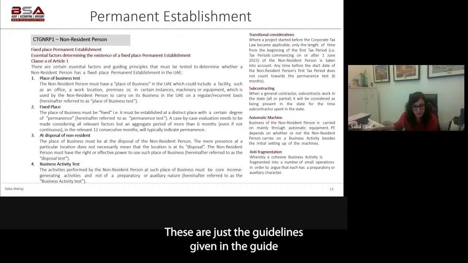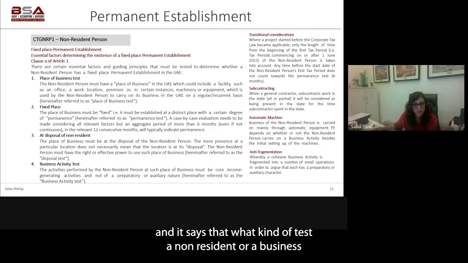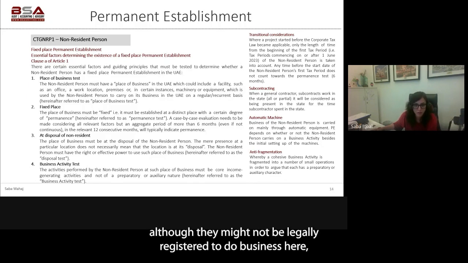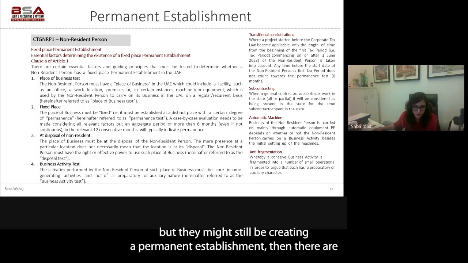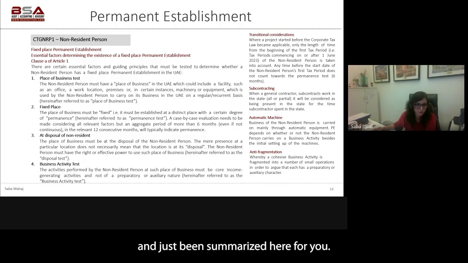These are just the guidelines given in the guide, the reference I have given on the top, and it says what kind of test a non-resident or a business can conduct to identify if it has a place of business in the UAE, although they might not be legally registered to do business here, but they might still be creating a permanent establishment. Then there are some considerations given on the right, which are also derived through the guide and just been summarized here for you.